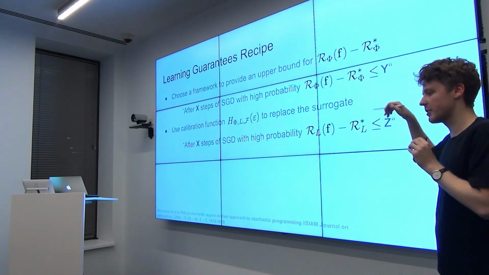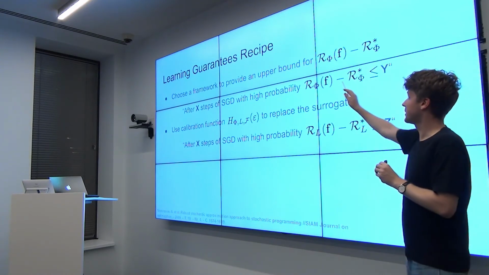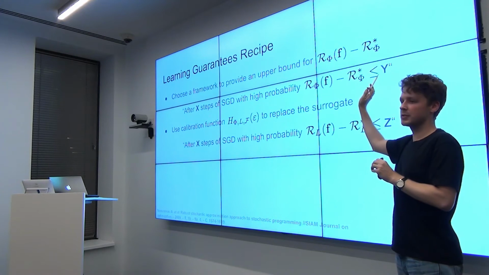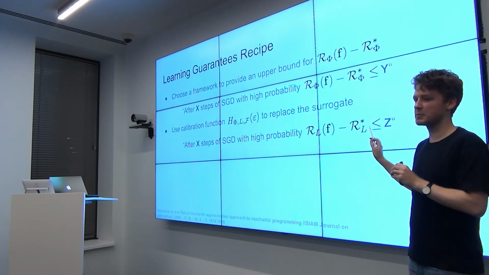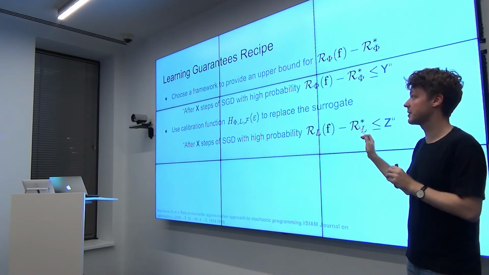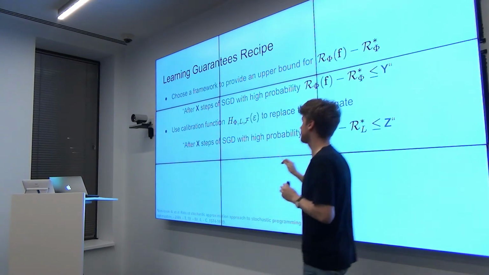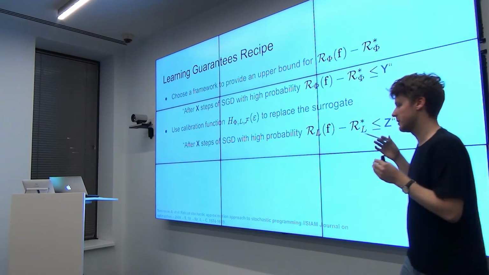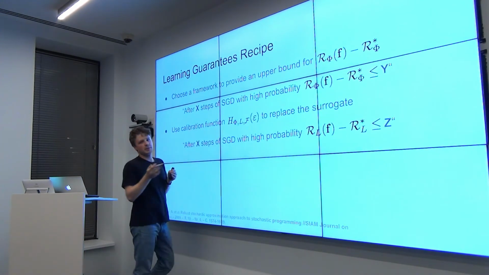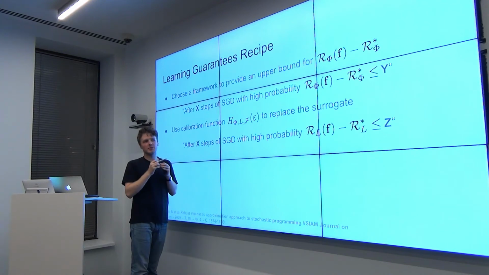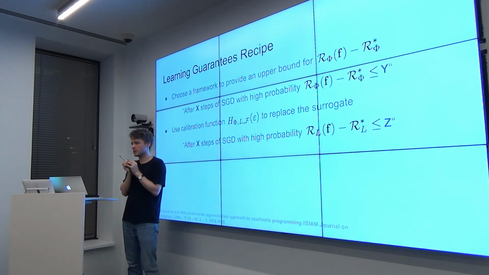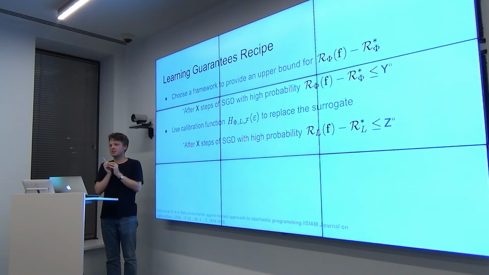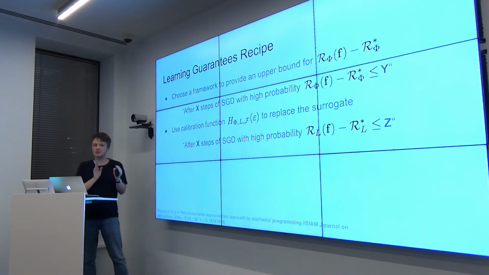Then, using our results about calibration functions, we can replace this difference in the statement with this difference in the statement. And after all, we would get a statement that looks like this: after X steps of stochastic gradient descent, we get such a guarantee for population risk. And recall that steps of gradient descent have one-to-one correspondence with the size of data we need for optimization. It may not be very efficient, and maybe some results for finite data sets can provide better guarantees. Still, we have some guarantees.